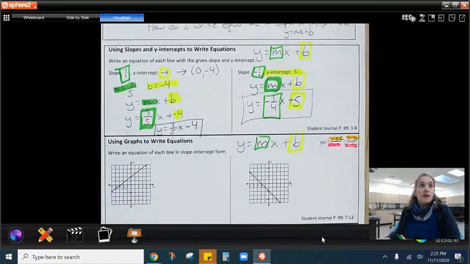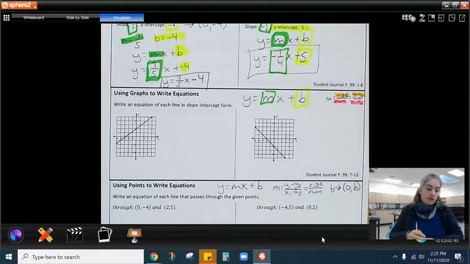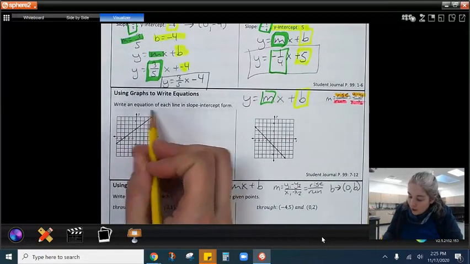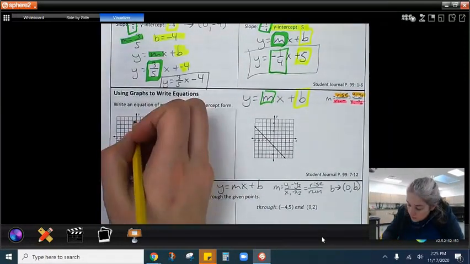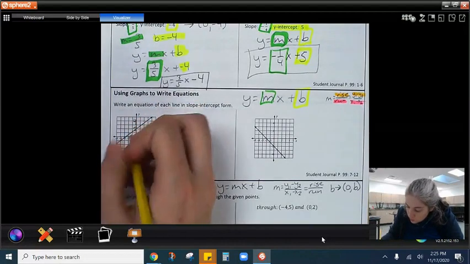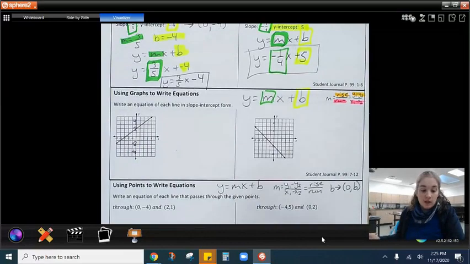So now that you've done that, using graphs to write equations. So instead of being given the slope and the intercept, we actually have to write the equation. So we've got our graph right here. Hopefully it's okay. It's a little grainy, I know, but hopefully you can read it. Up here is a 4, here's a 2, this is -2, this is -4. We want to read this graph.